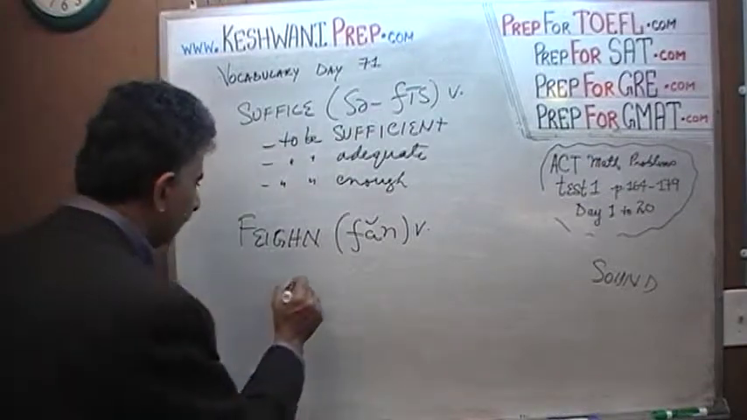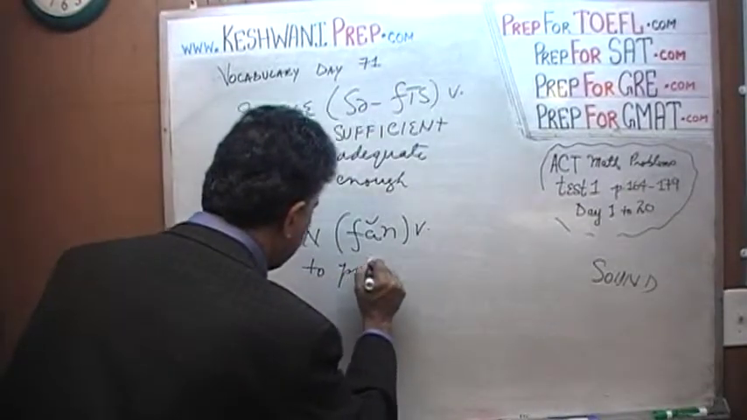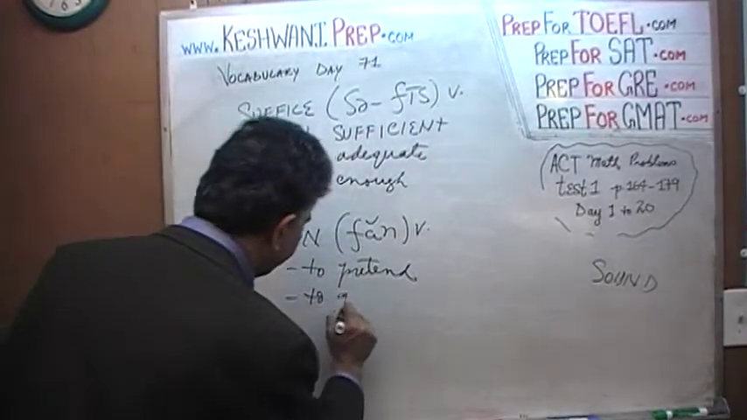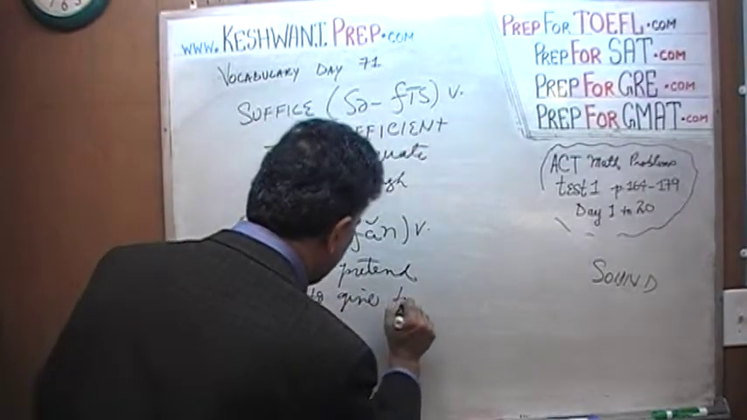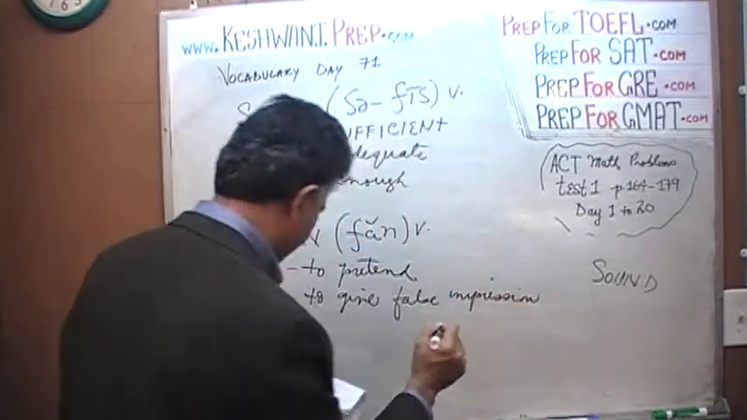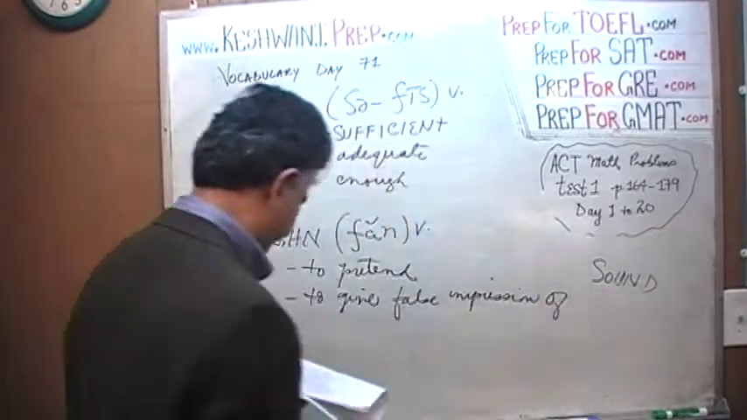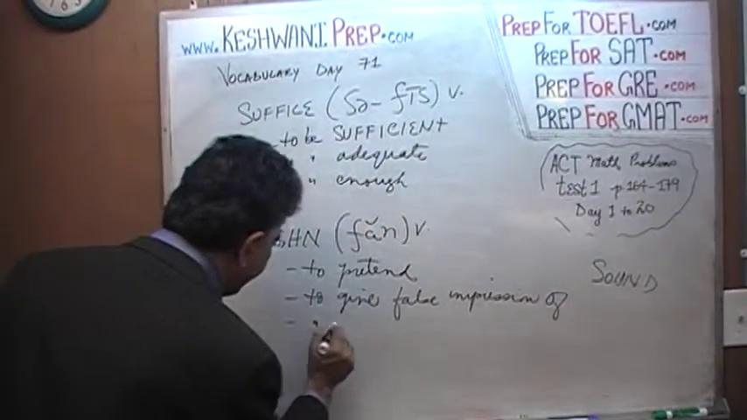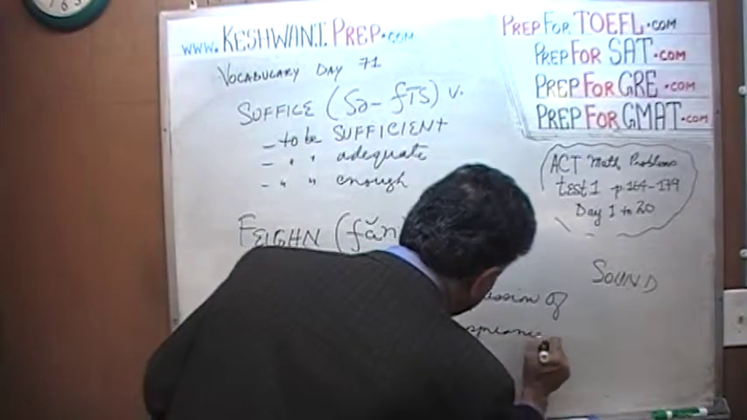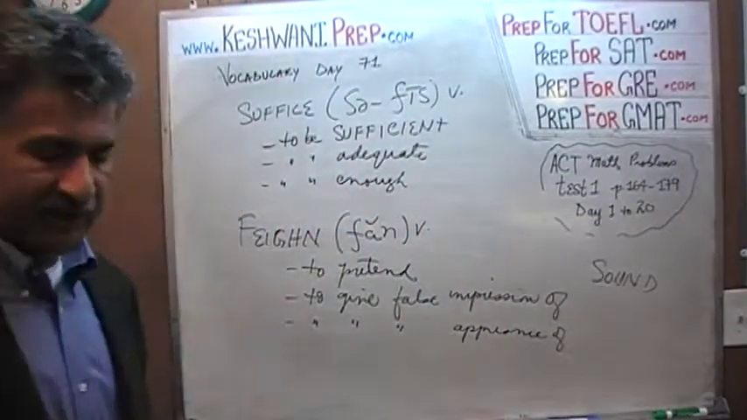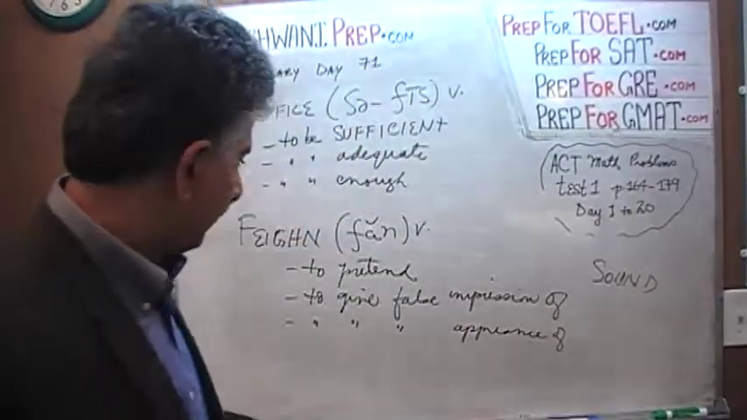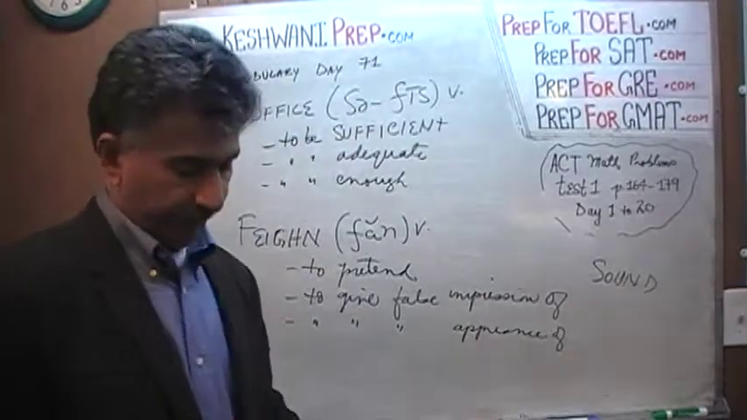To feign means to pretend. It means to give a false impression of something. To give a false appearance of something. If you're feigning, you're giving a false impression of something, you're giving a false appearance of something.